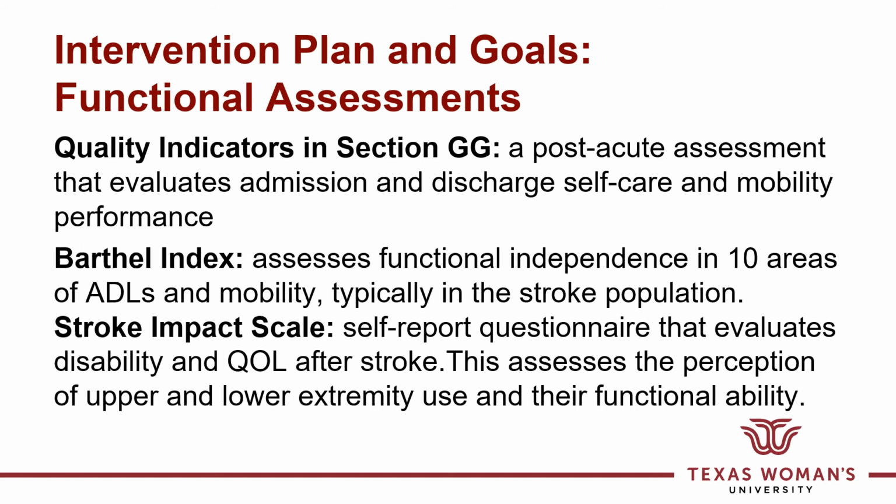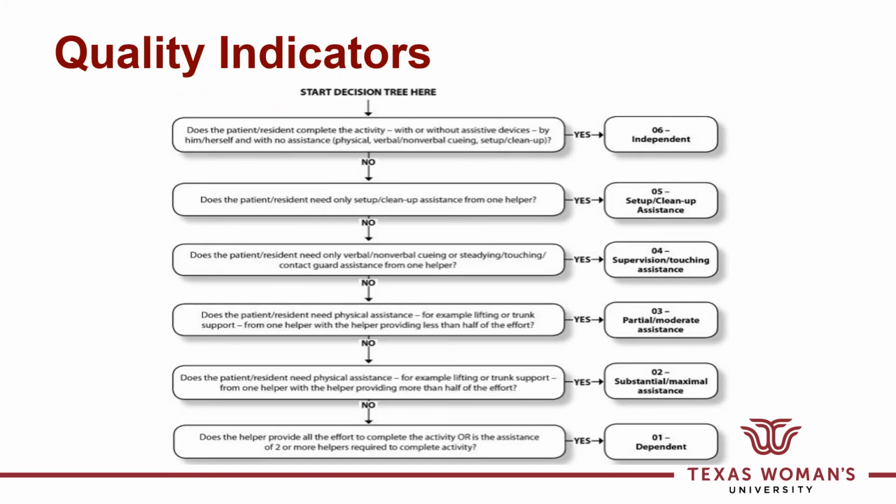Some functional assessments that will be administered throughout Frank's stay at inpatient rehab will be the quality indicators, Barthel Index, and Stroke Impact Scale, which we will go into further individually. So here are the quality indicators. This is just a really great resource for therapists to determine a patient's function level. 6 is going to be independent and 1 is dependent. And this is used in inpatient rehab and beyond.